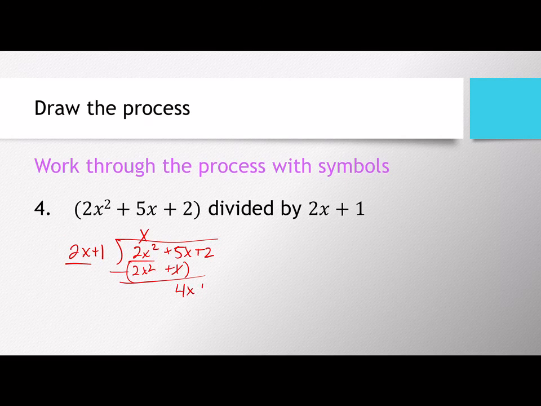Bring down my plus 2. And I have 2x and 4x has a difference of only positive 2. So 2 times 2x is 4x. 2 times 1 is 2. That is 0. So, therefore, 2x squared plus 5x plus 2 divided by 2x plus 1 is equal to x plus 2.